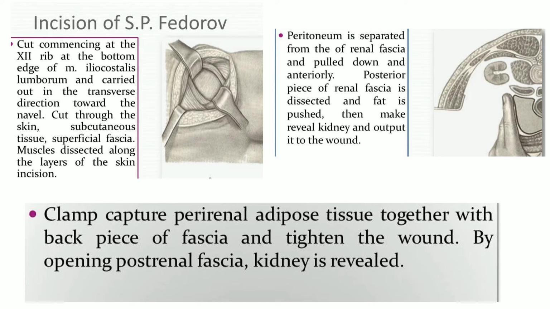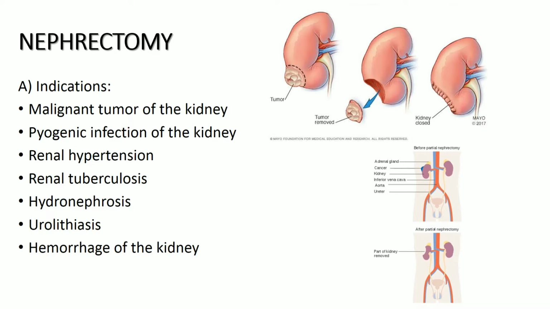The peritoneum is separated from the renal fascia and is pulled down and anteriorly. The posterior piece of the renal fascia is dissected and the fat is pushed away. Then mobilize the kidney and bring it out into the wound. Clamp and capture the perirenal adipose tissue together with the back piece of the fascia and tighten the wound by opening the post-renal fascia.